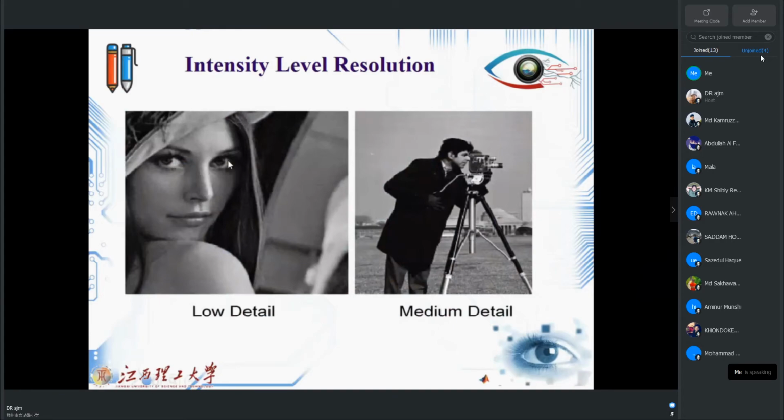See more about low detail and medium detail images also. You will see the Lena picture, this woman's picture, as the standard form, has low detail, and the medium detail is this other one. I tell you, these two figures are the most standard figures in the image processing world, and most researchers use them.